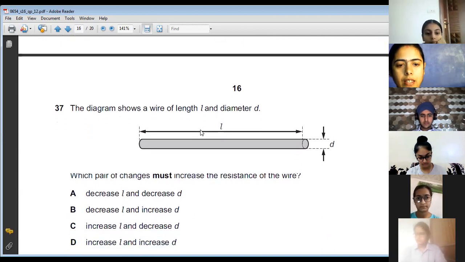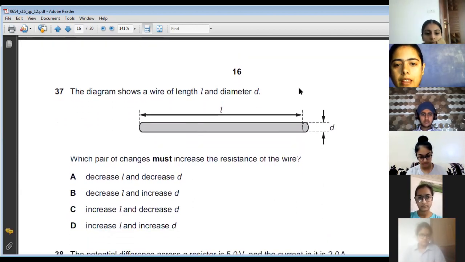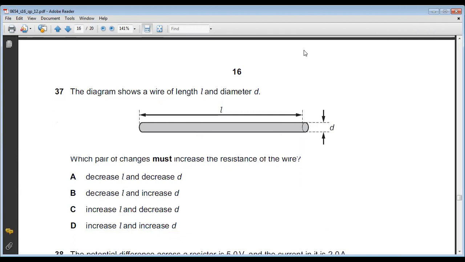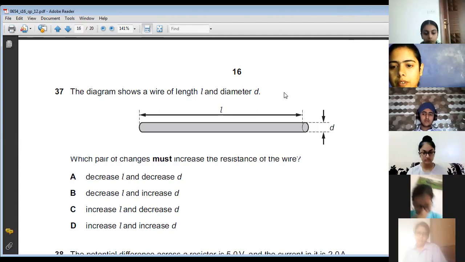Okay, the diagram shows the wire of length L and diameter D. Which pair of changes must increase the resistance of the wire? If you have to increase the resistance, what all do you have to do? What are the main things which help in increasing the resistance? Yes, you can unmute yourself.